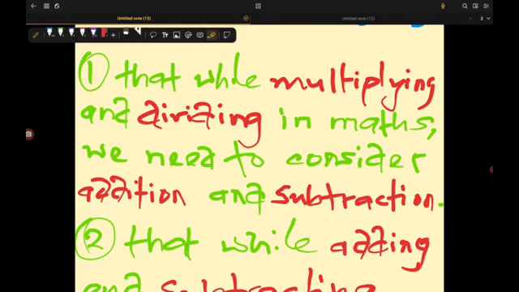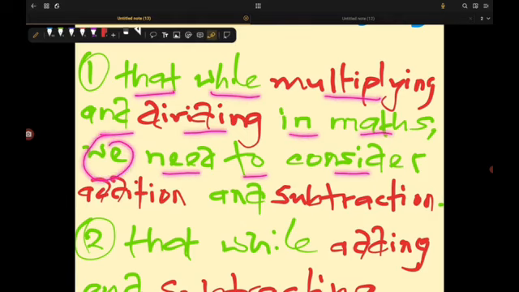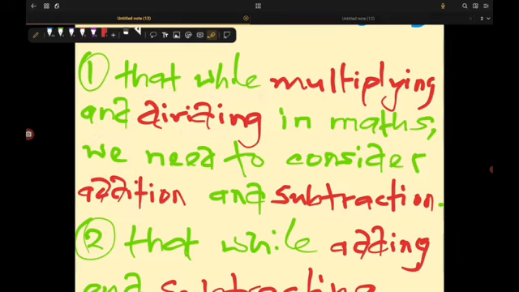Thanks so very much. So as I was saying, you need to understand that while multiplying and dividing in math, we need to consider addition and subtraction. Yes, you get to see what I'm saying very soon. Just keep following me.